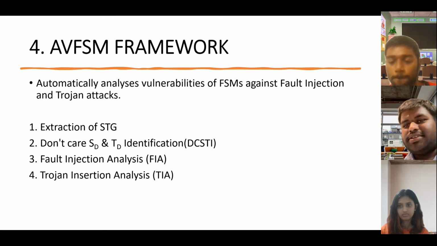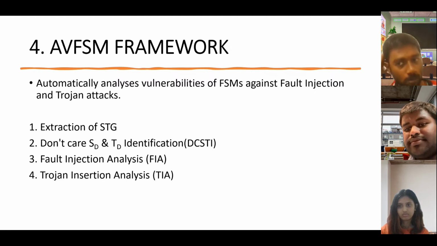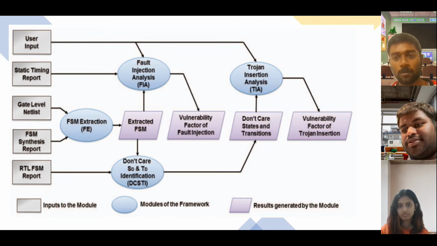Thank you, Bhuvanesh. The systematic approach for AVFSM consists of 4 steps. First is to extract the state transition graph. Second is to identify the don't care states and their transitions. And third, to analyze the fault injection and to analyze the Trojan insertions. So this gives the overall idea of how the vulnerability factor of Trojan and fault injection is computed. We'll go step by step.